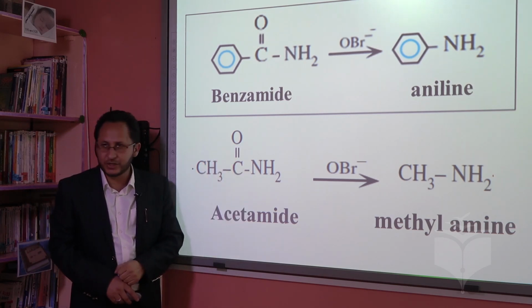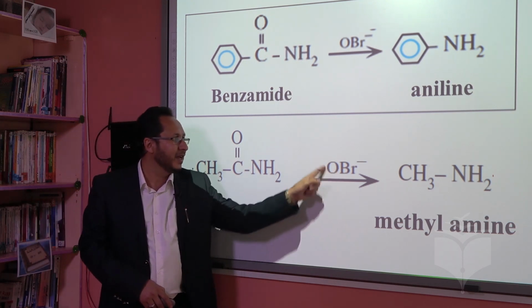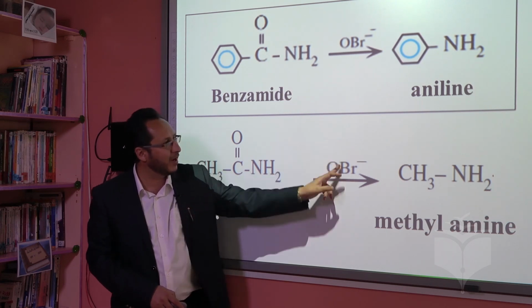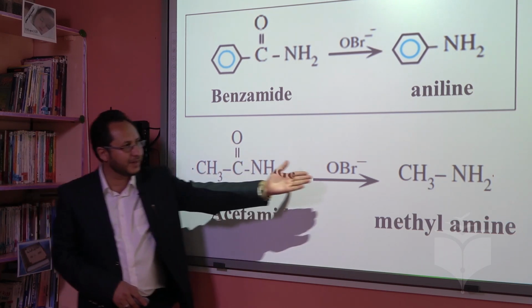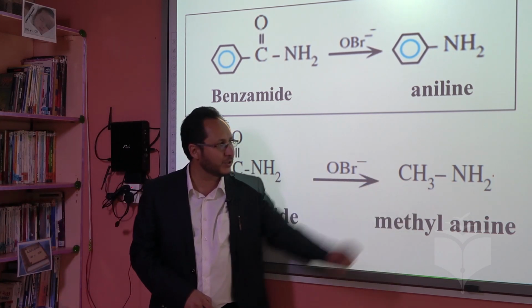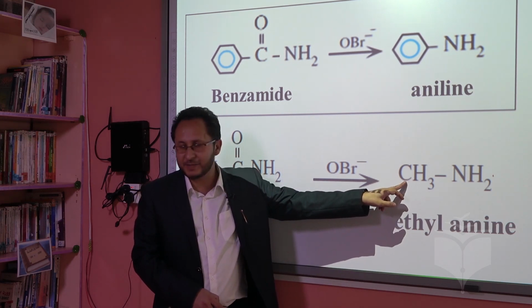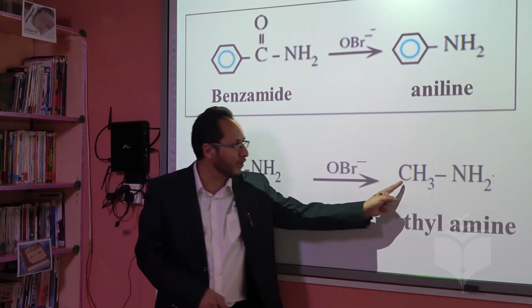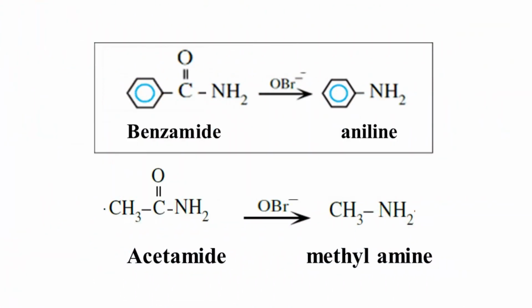We have another example. CH3C double bond O NH2. Here we call it acetamide, with hypobromite, maybe sodium hypobromite or potassium hypobromite. We write only hypobromite. In this case, you have to remove C double bond O and write the rest of the compound. So here we have CH3NH2. You have to notice that this amine decreases by one carbon atom from the amide. Here we have two carbon atoms, but here we have only one carbon atom because this C double bond O is removed.